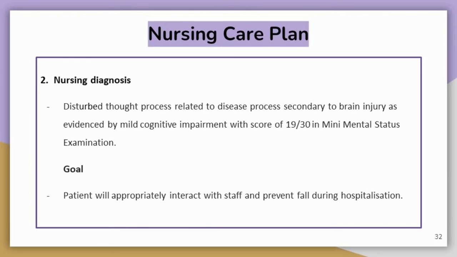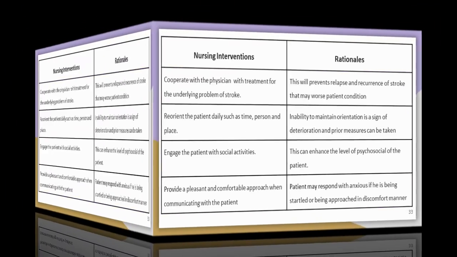Next nursing diagnosis is disturbed thought process related to the disease process secondary to brain injury, as evidenced by mild cognitive impairment with a score of 19/30 in the Mini-Mental State Examination. So our goal is the patient will appropriately interact with the staff and be prevented from falls during hospitalization.